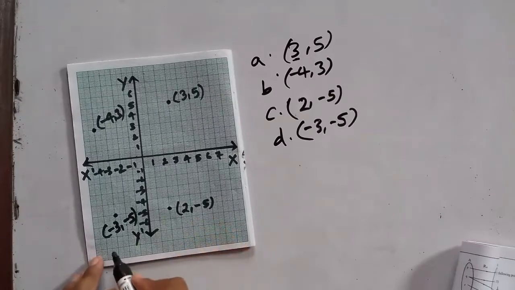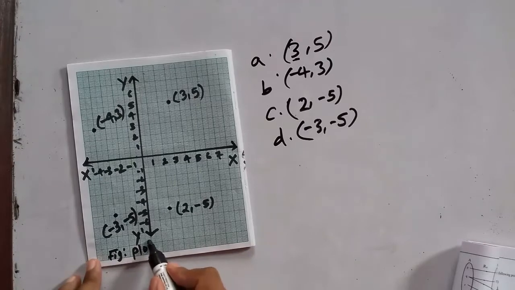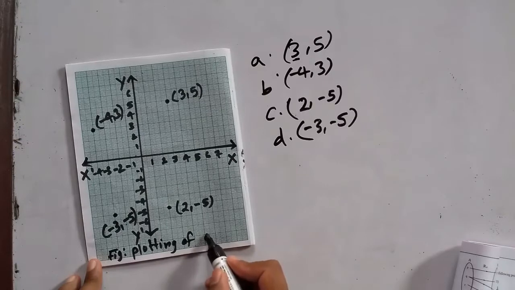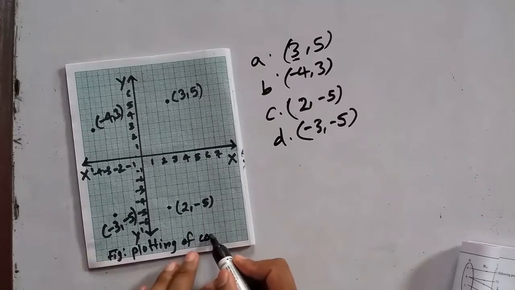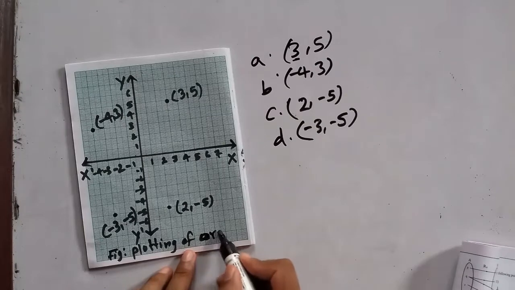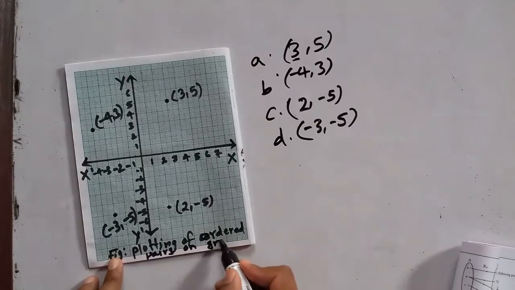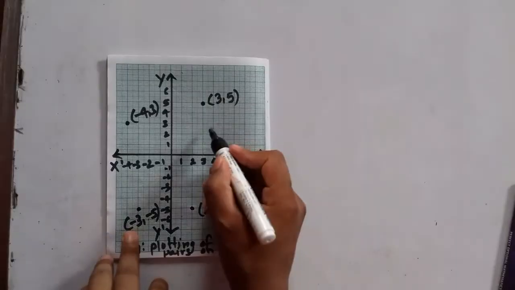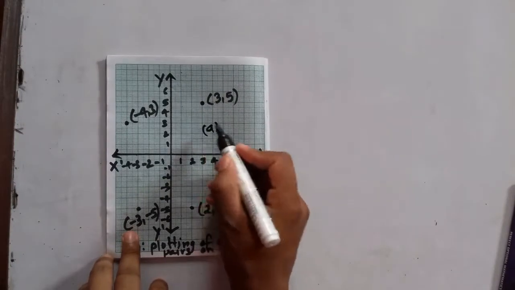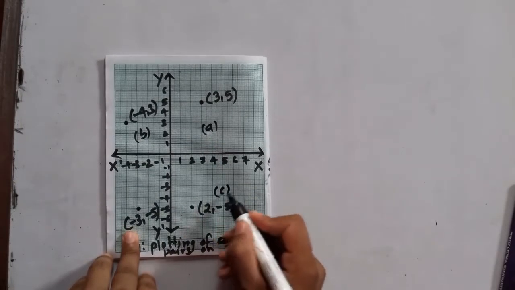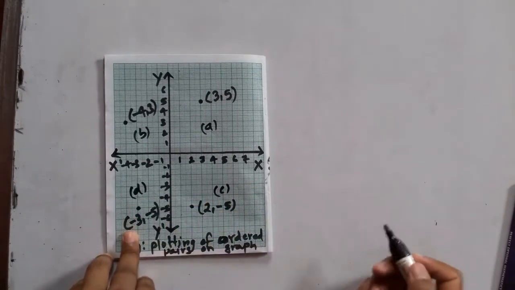In this way we have plotted. We have to write here: figure, plotting of ordered pairs on graph. We can write here question number A, this is question number B, this is question number C, and this is question number D.